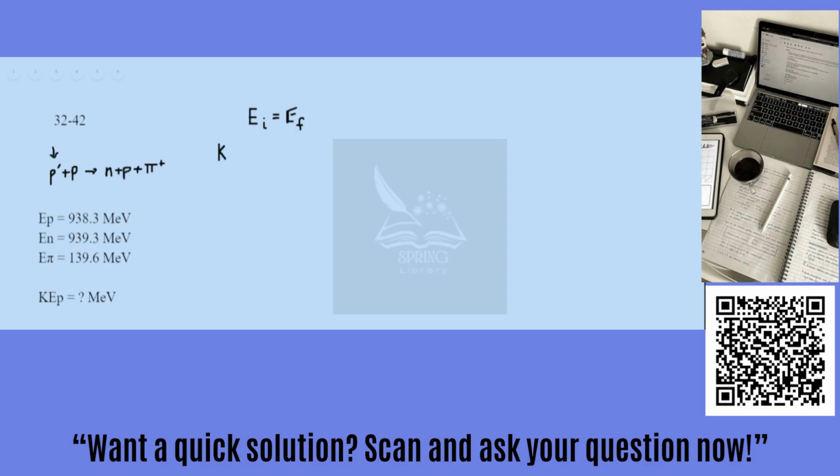On the left-hand side, the first term, the moving proton has kinetic energy, which I'm calling KEP. It also has rest energy. It is stationary, but it has rest energy. That's EP, which is the same for every proton. And the rest energy of the stationary proton has to equal the rest energy of the neutron plus the rest energy of this proton plus the rest energy of the pion.